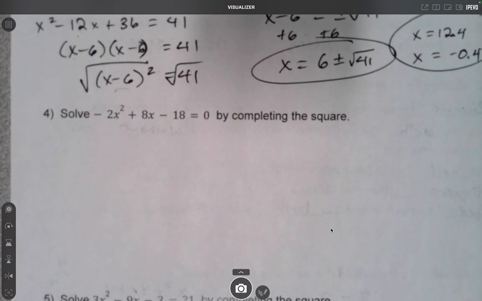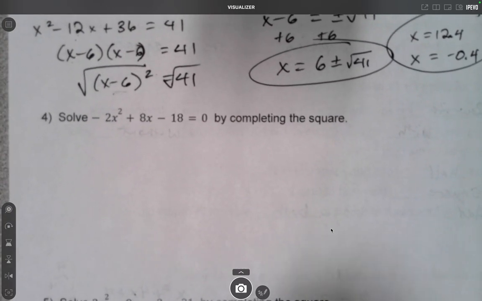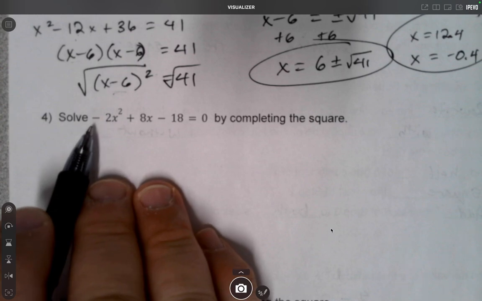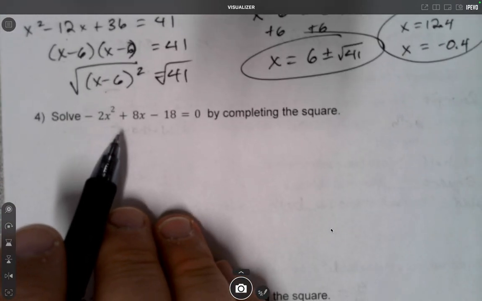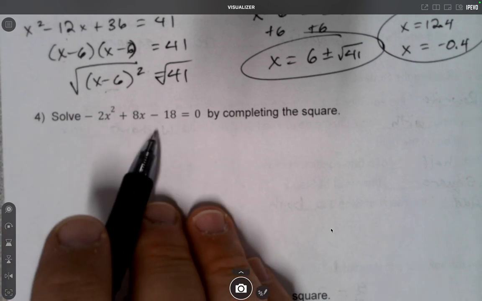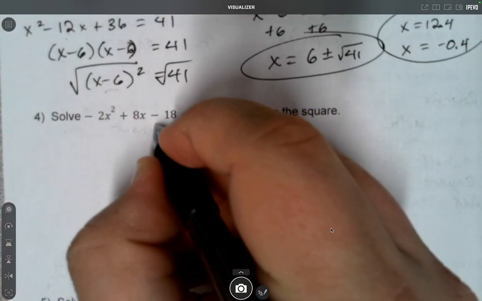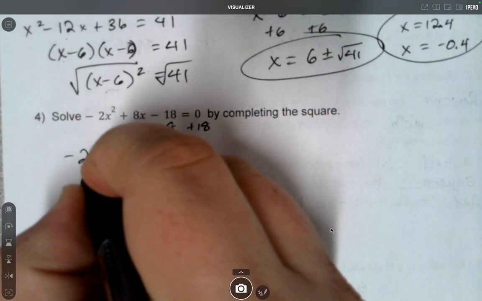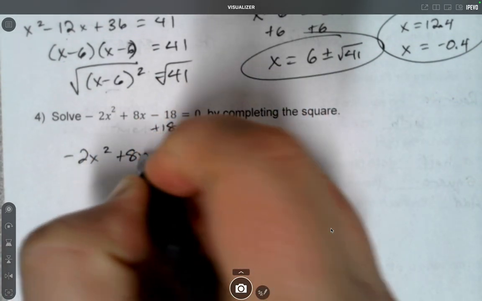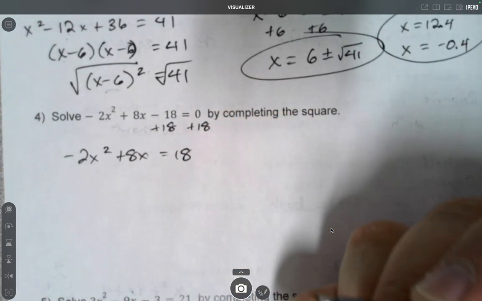Okay, number 4, we need to start, and this is a negative sign, not a dash. This is negative 2x squared. This needs to be rewritten so that the constant is by itself over on the other side. So I'll add 18 to both sides, giving me negative 2x squared plus 8x equals 18.